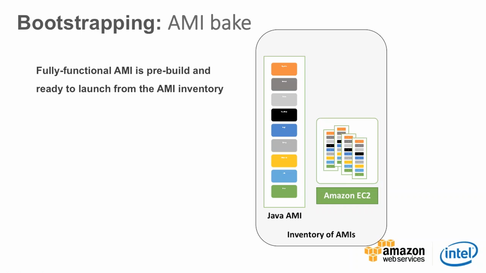So AMI baking, it's simple. You spin up a basic Linux instance, you install JVM, you install all your frameworks, you install Apache Tomcat, configure it, deploy your application, everything is running, ready to serve customer requests, bake it as an image, and then however many images you want, you just use it like a quick cookie cutter, use that AMI to spin up as many instances as you want. So that's how you do an AMI bake.